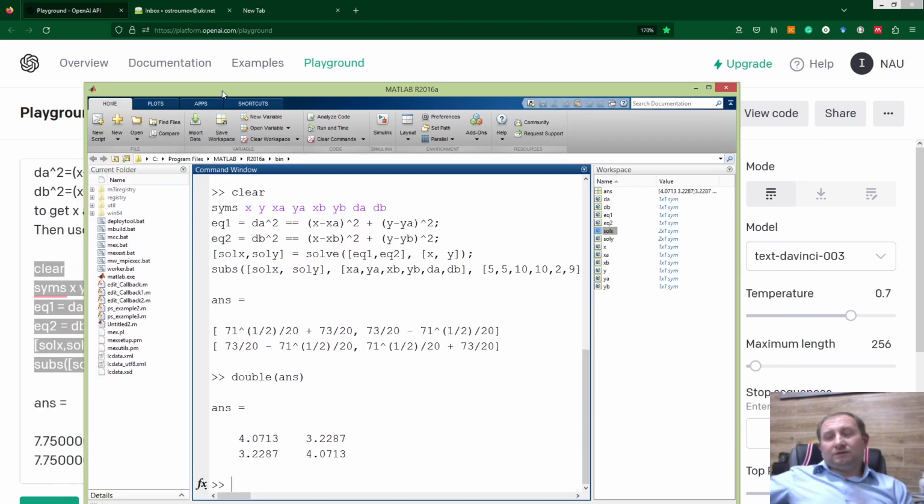That's all. You see that ChatGPT can help us to solve quite practical tasks, and I hope we will find many more ways how we can use ChatGPT and MATLAB. And I think this collaboration will be very fruitful for everyone.